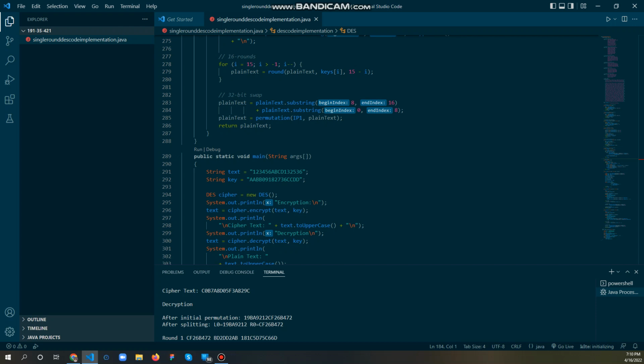The next step is the S-box substitution. This is the result for the S-box substitution. It is the output of the plain text.